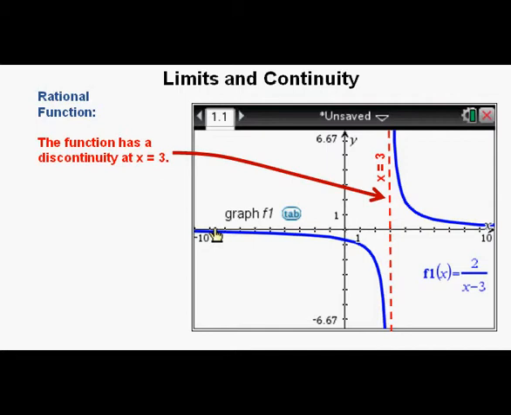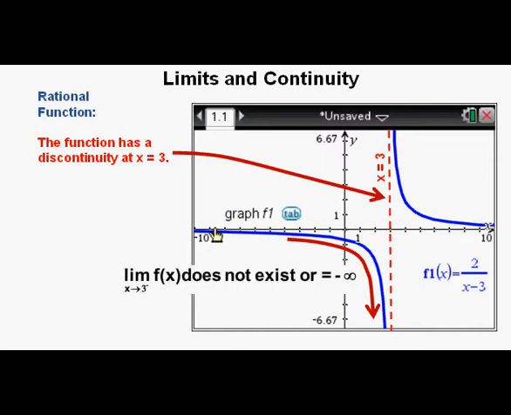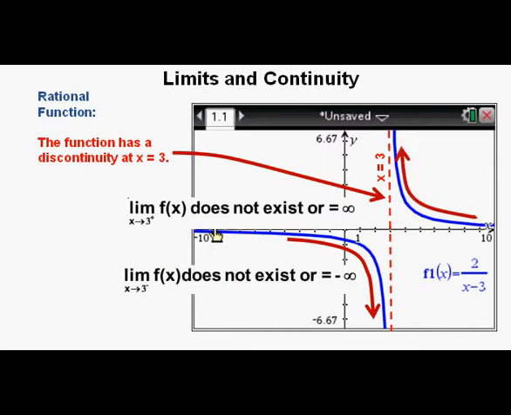Since the output value of the function goes down as x approaches 3 from the left side, we say that the limit as x approaches 3 from the left does not exist, or in other words, that value approaches negative infinity. And from the right side, the limit as x approaches 3 from the right side of f of x does not exist and goes toward positive infinity. This type of discontinuity is called an infinite discontinuity or a vertical asymptote.